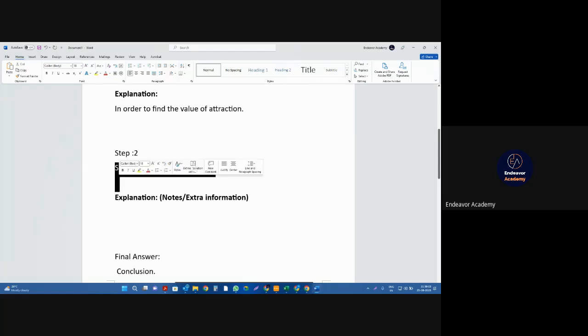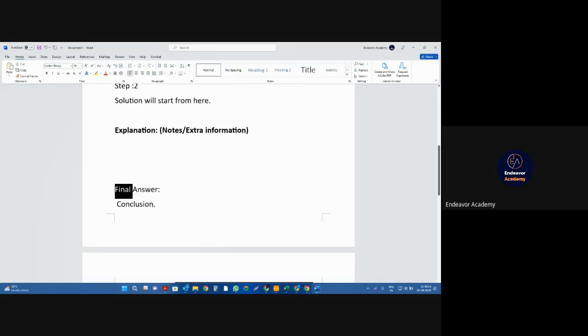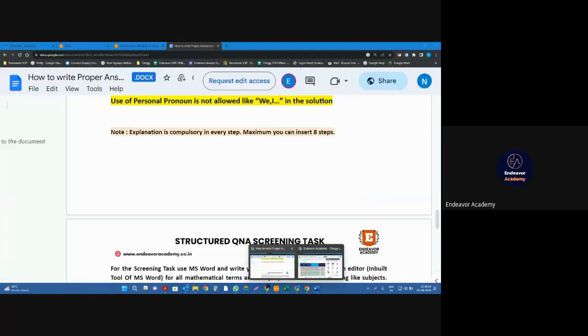Okay. Whenever we are using step 3, the explanation section for step 3 will cover the things that were explained under step 3. So each step must have an explanation section. And for the final answer, I have already provided you the conclusion. Okay. So this is the particular thing.